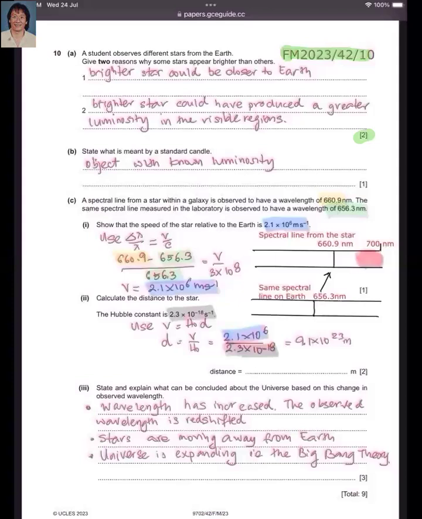The answer given here is that number 1, the brightest star could be closer to Earth. Number 2, the brightest star could have produced a greater luminosity in the visible region so that the star can be more easily observed.